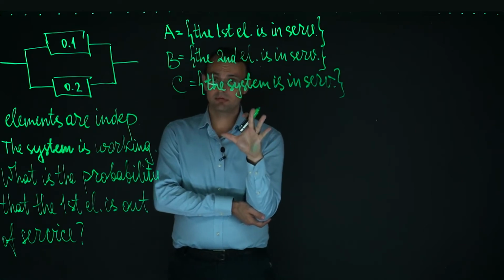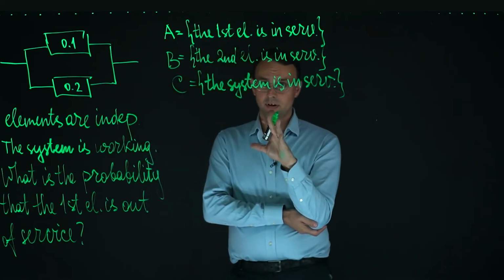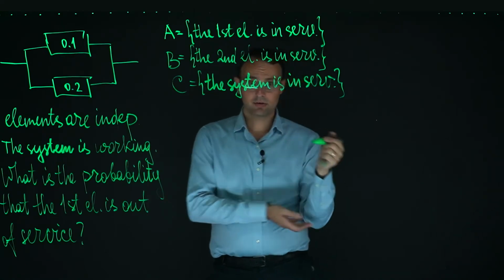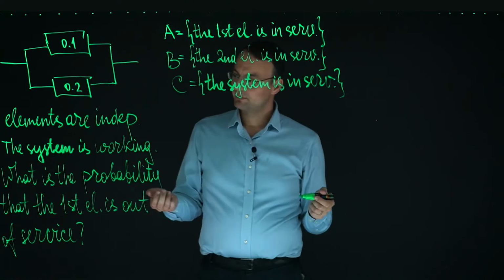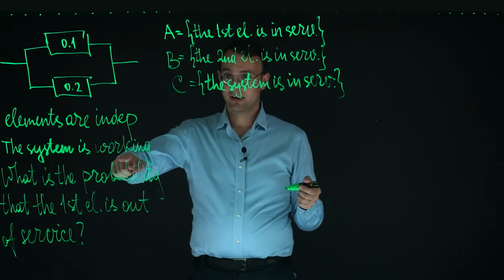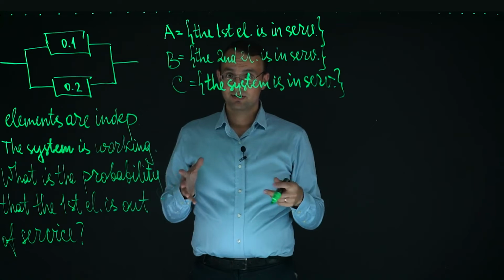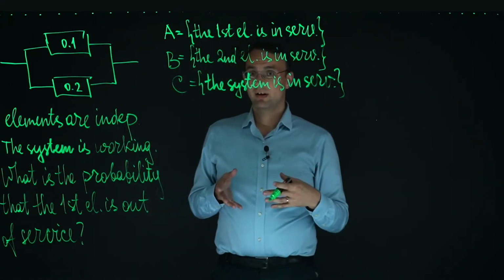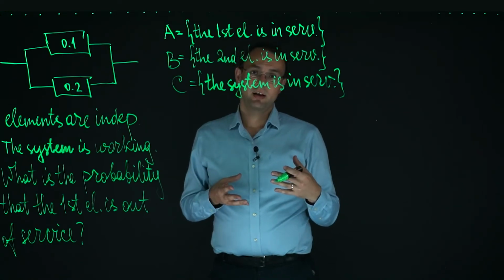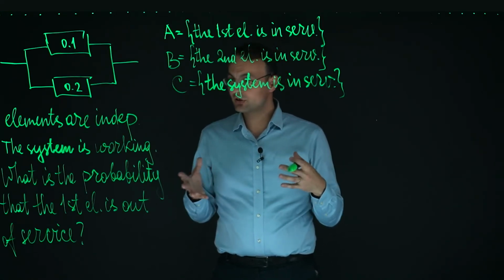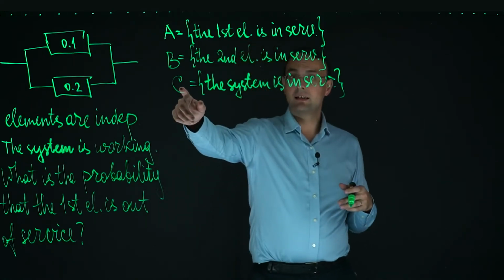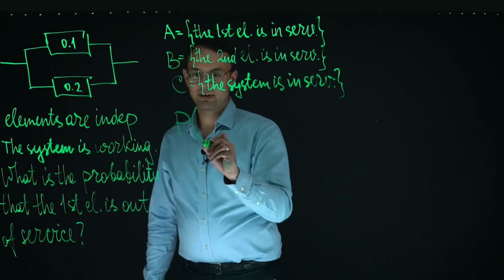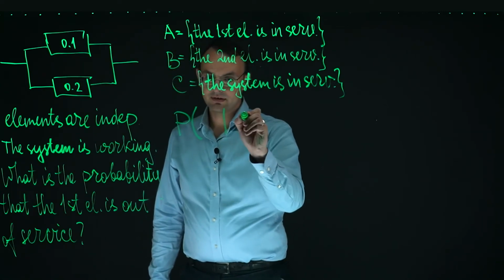So how can I write down the thing I'm asked to find here using these letters? They say the system is working. That means that something has already happened. So some event has already happened, and we are to find a conditional probability. So event C has already happened. So we are to find probability of something given C.